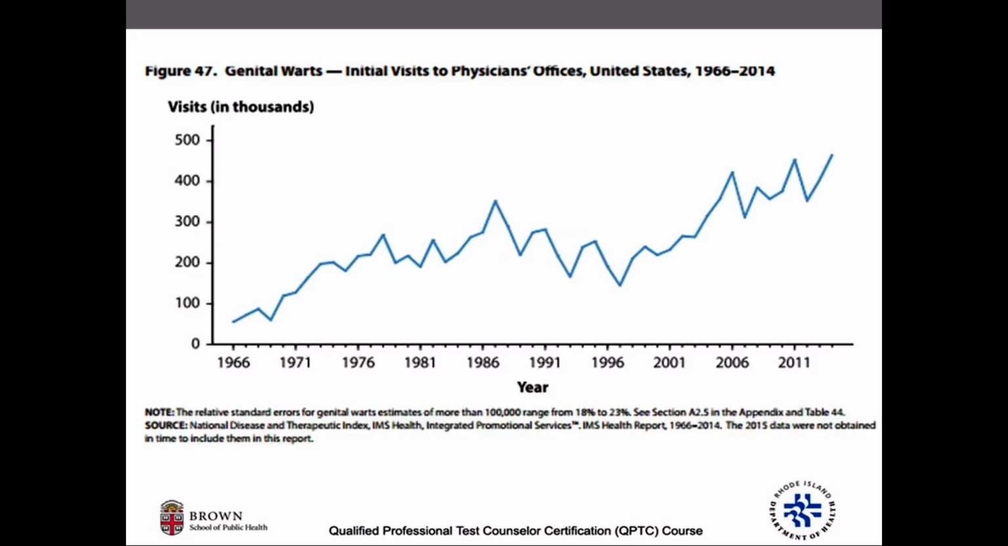Genital herpes. Genital herpes is also one of the most common causes of STIs in the United States. You can see over time that the number of physicians' visits here in the U.S. for genital herpes has increased, and this is visits in thousands.